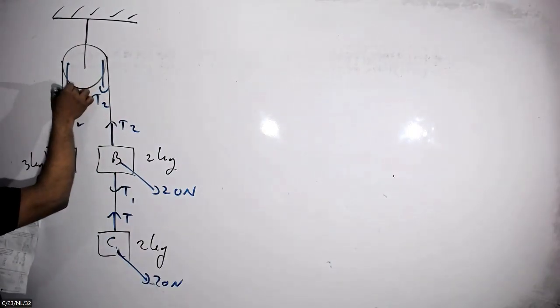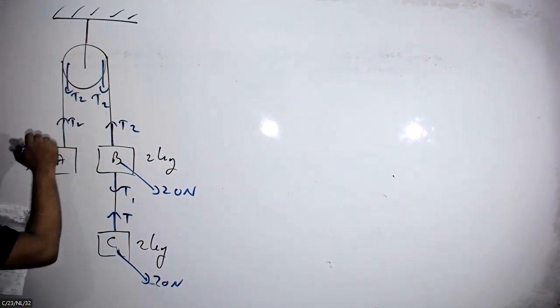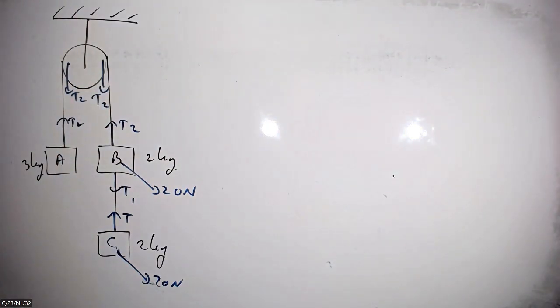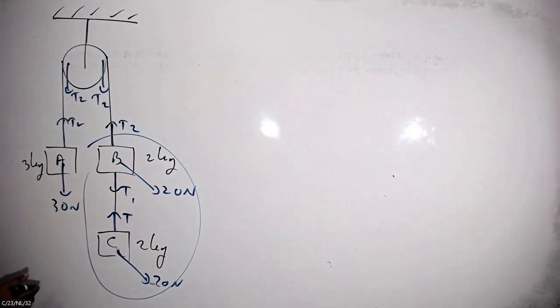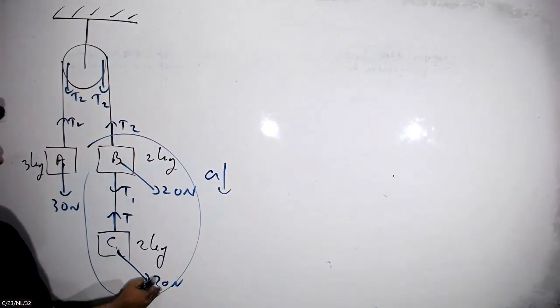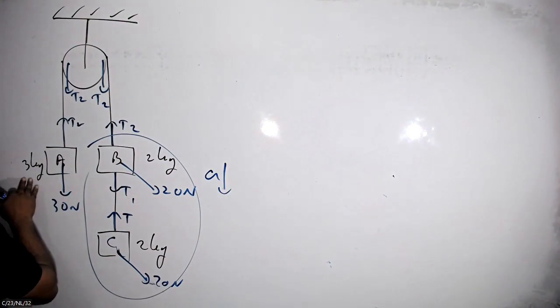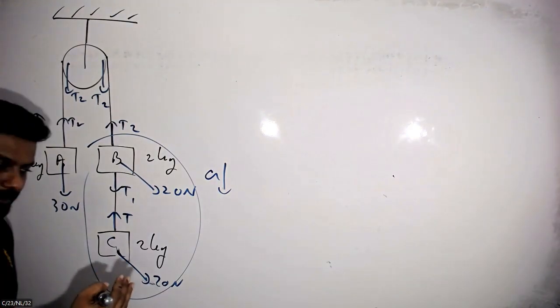The forces on the pulley: these tensions are equal, making a common string tension for the light inextensible string. Then the weight is 30 newton. The weight 40 newton is greater than 30. Therefore, the system accelerates in the downward direction. 40 is greater than 30 newton. Therefore, B and C accelerate in the downward direction and A accelerates in the upward direction when the system is released from rest. Right?